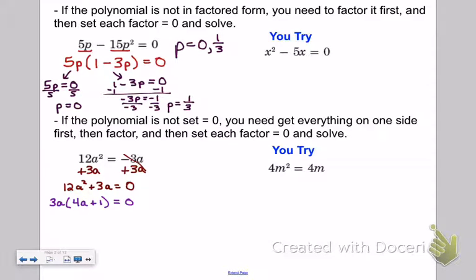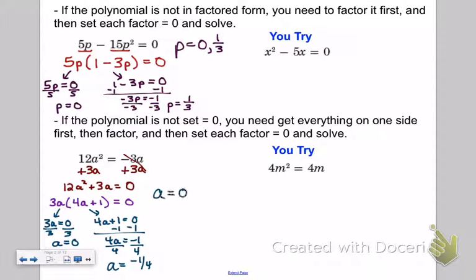Because it's equal to 0, I can apply the zero product property and split it up. 3a equals 0, and 4a plus 1 equals 0. Solve both of these. So we get a is equal to 0 and negative 1/4. Go ahead and do the u-try on your own.